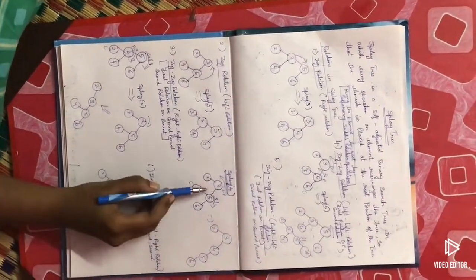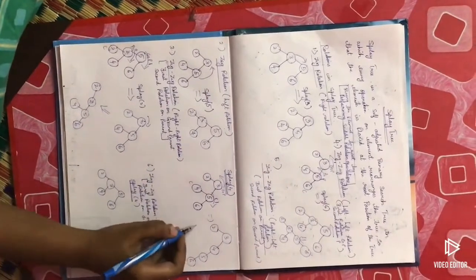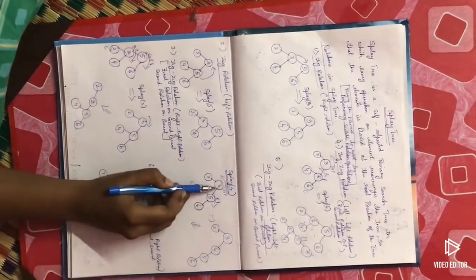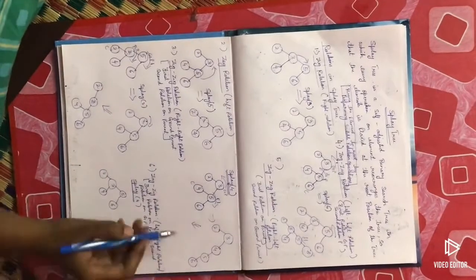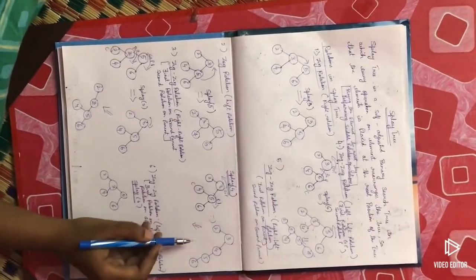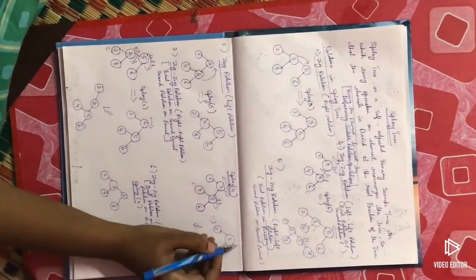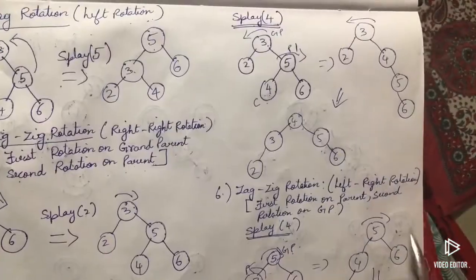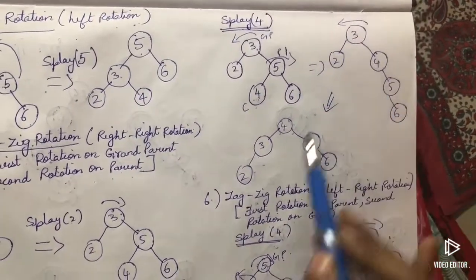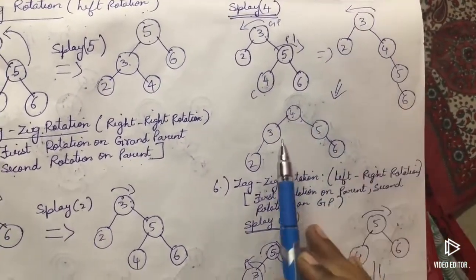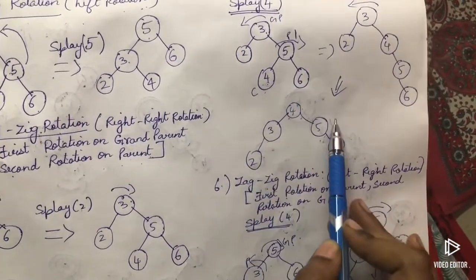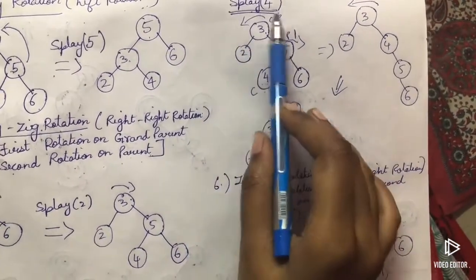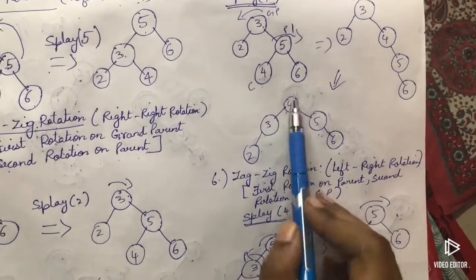Okay, so next rotation what you have to do? Next rotation must be done on the grandparent, that also on the left side, because zag rotation. Okay, this is zigzag rotation. So now after the completion of this rotation to the right side, the grandparent is rotated. So now the diagram will be like this. Okay, now splay of 4 is done to the root.